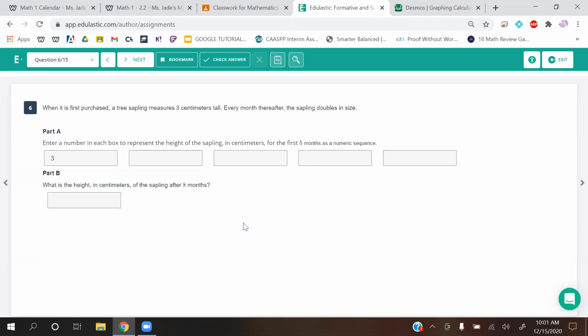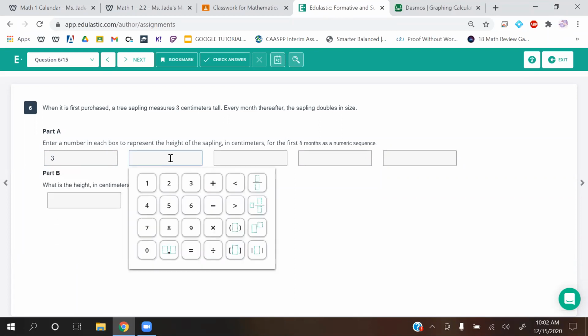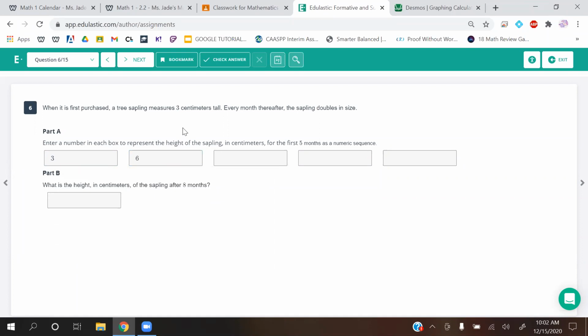Then every month thereafter, the sapling doubles in size. So we're going to take this 3 and we're going to double it. So we're going to multiply by 2. So 3 multiplied by 2 is 6. Okay, what's after the 6? We're going to double it again. What's double of 6? Type it in the chat. 12. Good, good. Okay, so let me type 12.